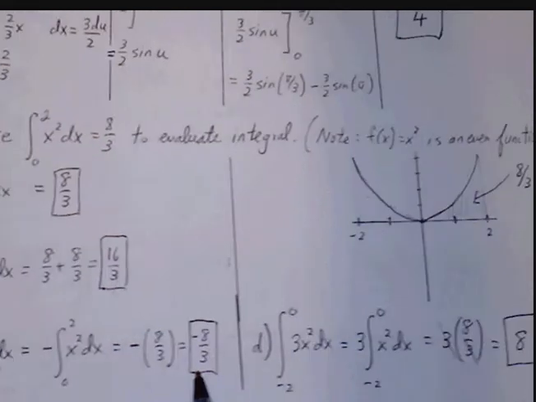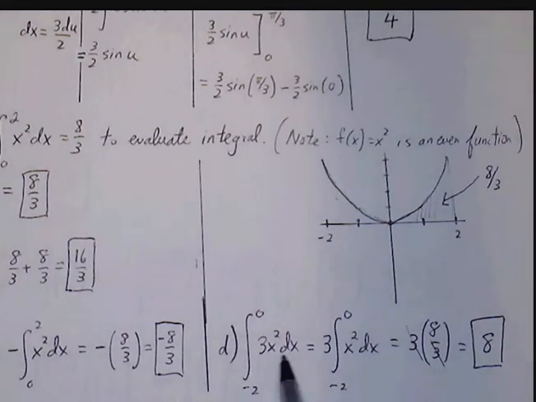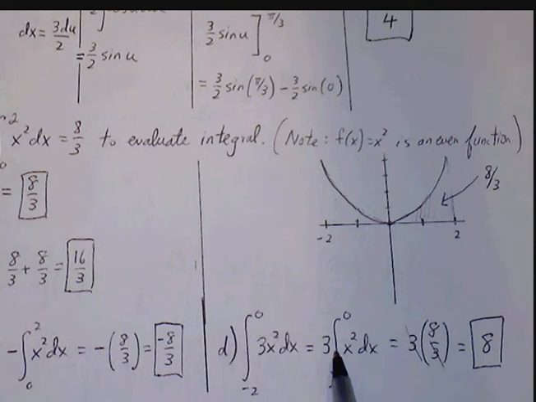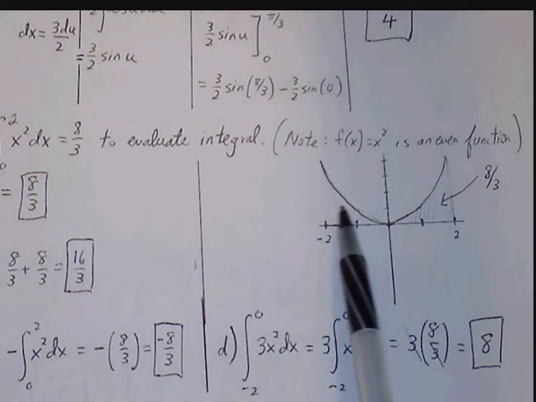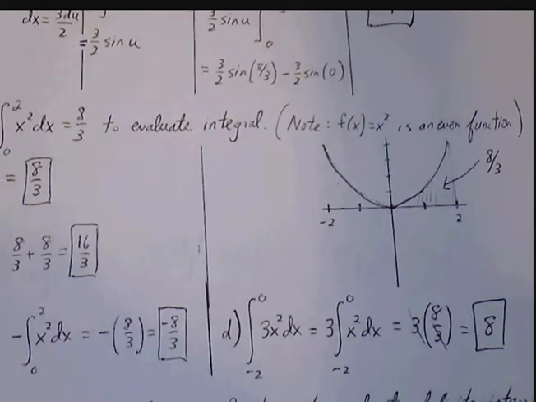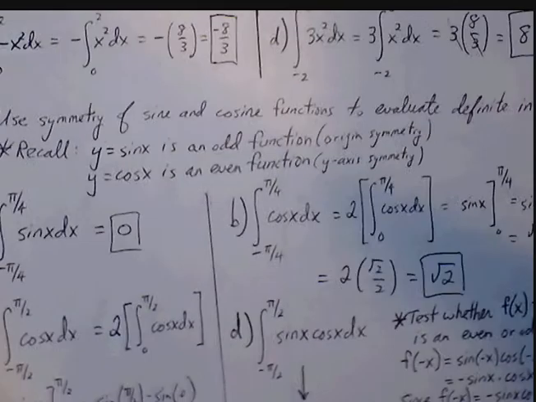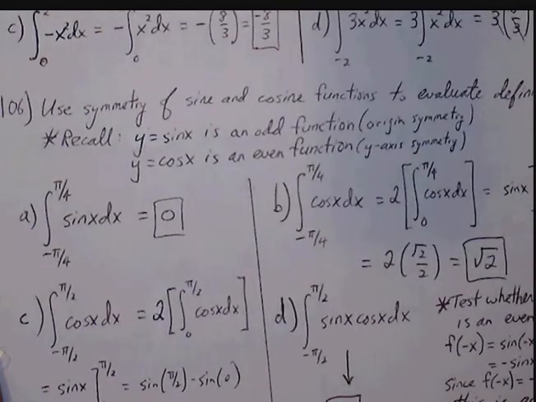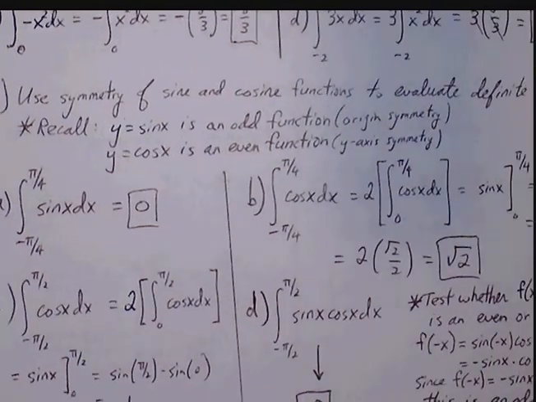Okay, part D. The leading coefficient we can just pull in front. So for the definite integral from -2 to 0, we know this region is 8/3. So this gets replaced with 8/3, but then the coefficient times 3, so the 3's cancel out, and we get 8. Okay, last problem here, 106. Use symmetry of sine and cosine functions to evaluate the definite integral.